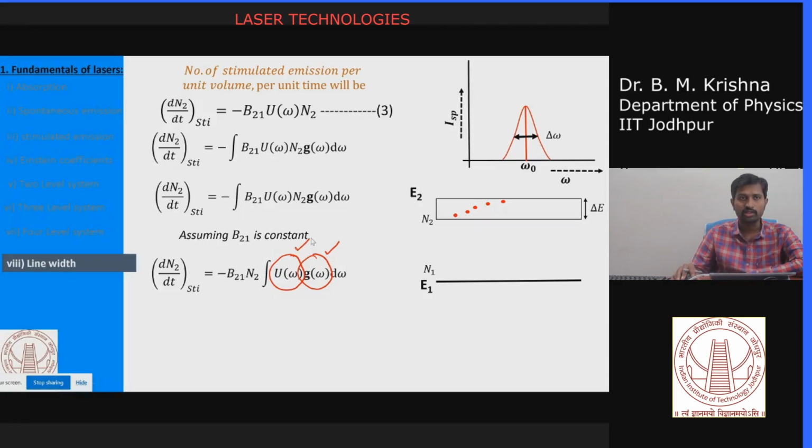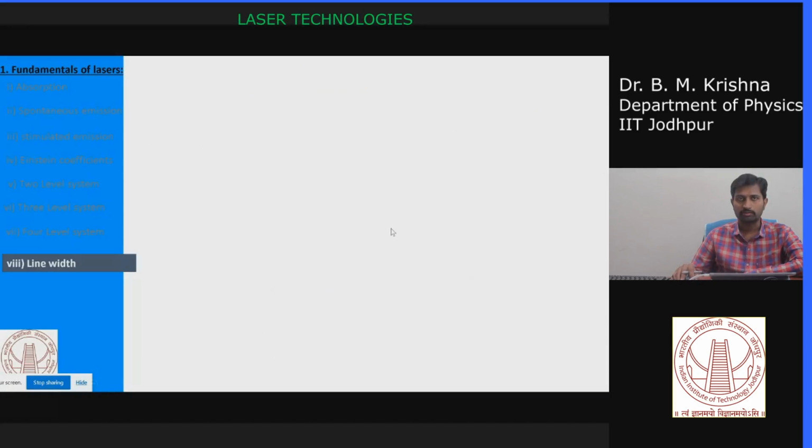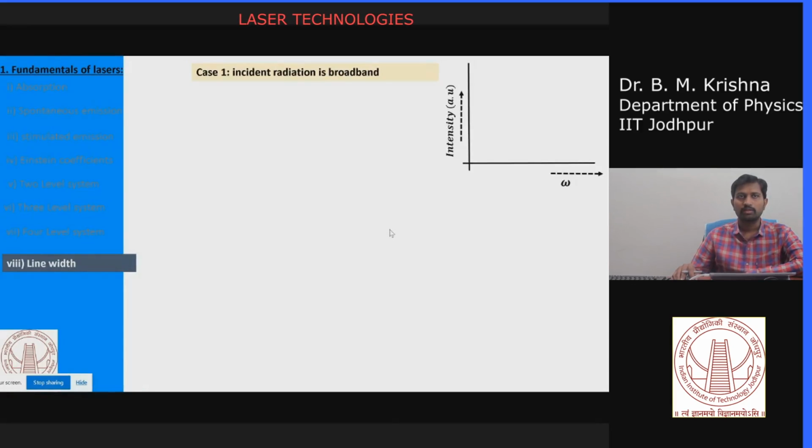Now we will consider different cases. In case 1, your incident radiation is broadband. In case 2, your incident radiation is nearly monochromatic. So let us see how the rate of change of stimulated emission comes into the picture. Now the first case, where the incident radiation is broadband. I'm plotting intensity versus frequency.